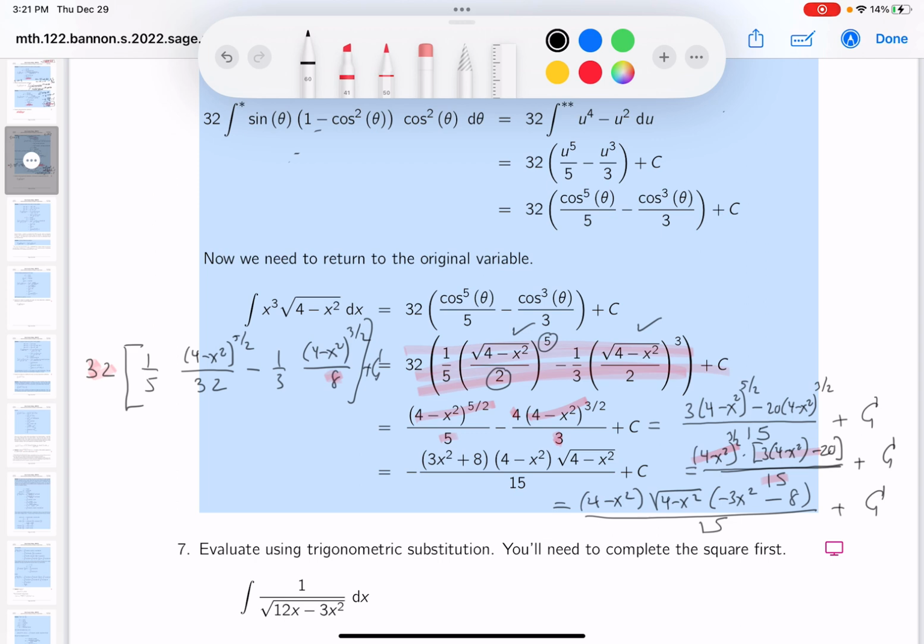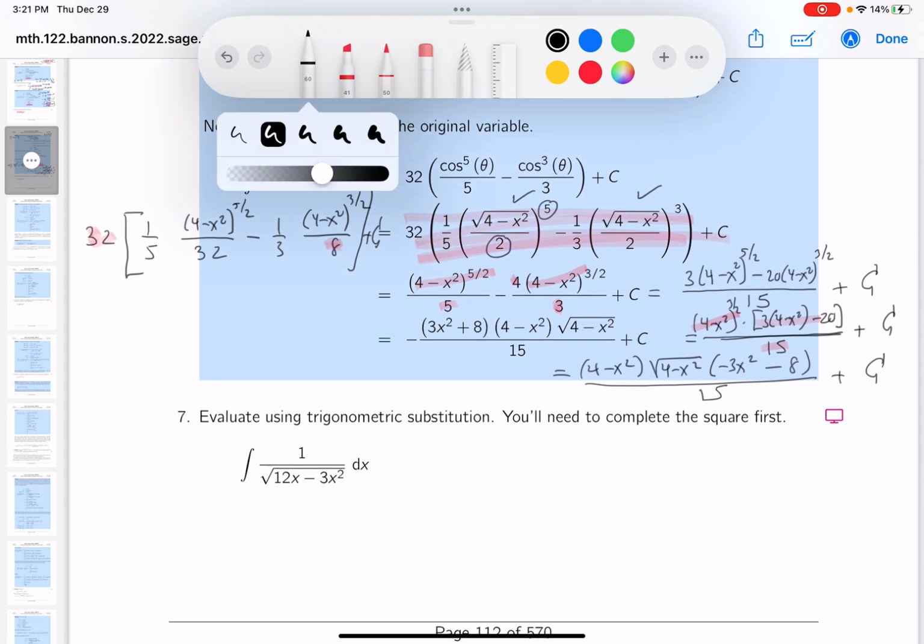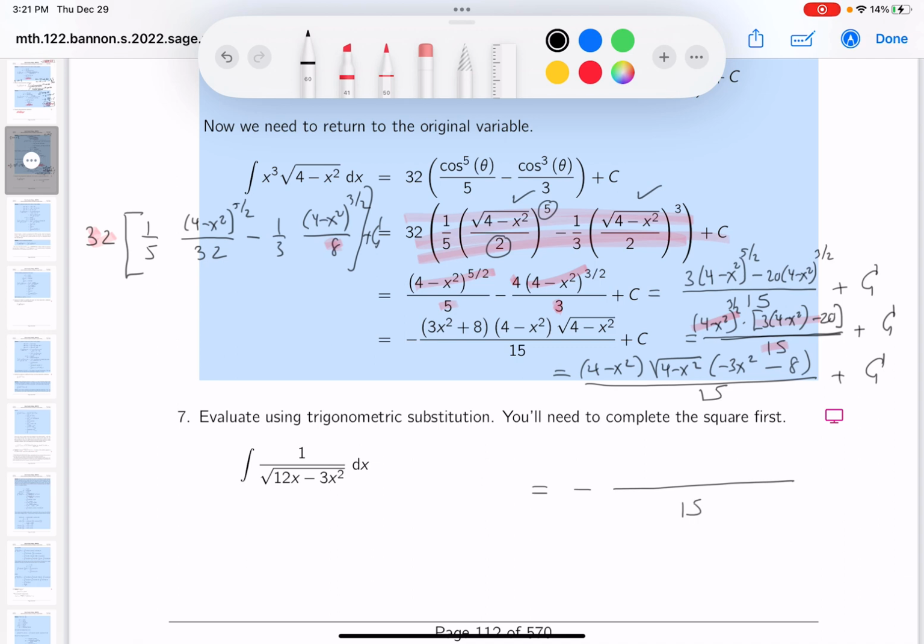Well, I'll be honest with you, it looks kind of strange to me. I'm going to factor out a minus 1 now. I'm going to reorder them. Factor out a minus. I get 15. 3x squared, not minus, but plus 8. Again, I factor the minus 1 out from this. And then I get 4 minus x squared, and then I get the root of 4 minus x squared.